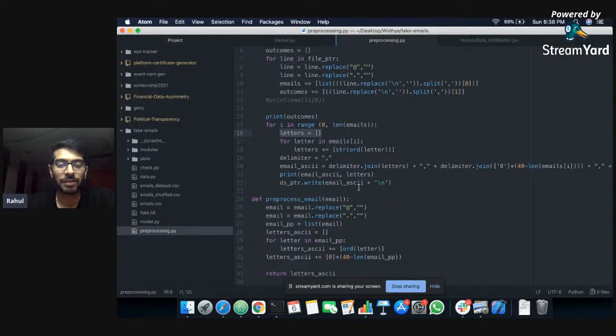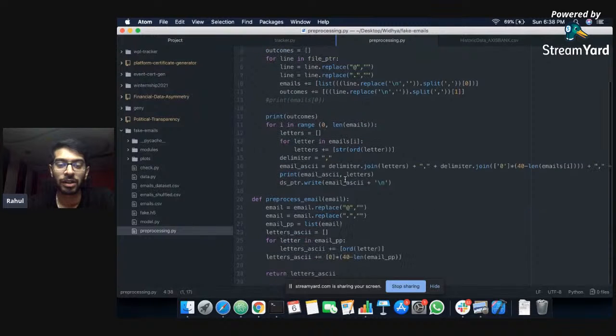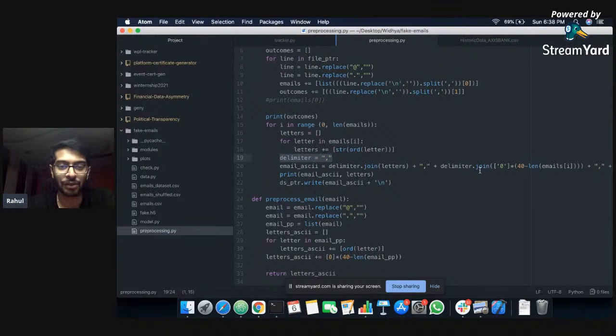Now we also need to make sure that we create a data set out of it, right? That is why we open this particular file in write mode. For that reason, we use a delimiter as comma, because we want to store it as a CSV file. So we join the letters using the delimiter comma, and we make sure that we add all the values over there.